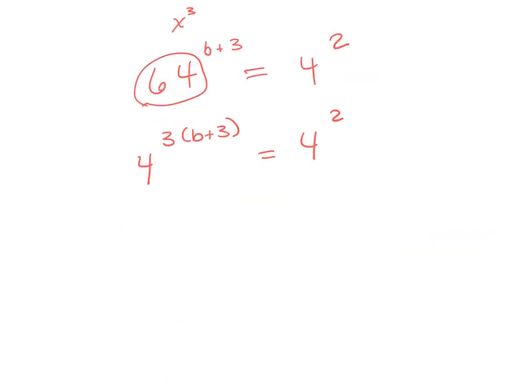So 64 is the same as 4 cubed. So I replace the 64 with 4 cubed, and then I put the b plus 3 next to it. And now the bases are the same, so I can make the exponents equal to each other. And I'm going to go ahead and distribute the 3. So 3b plus 9 equals 2.